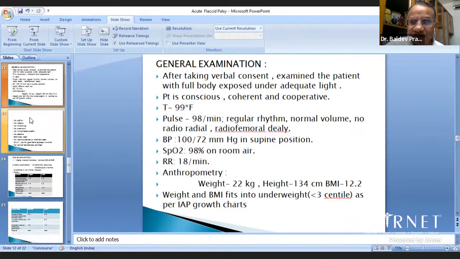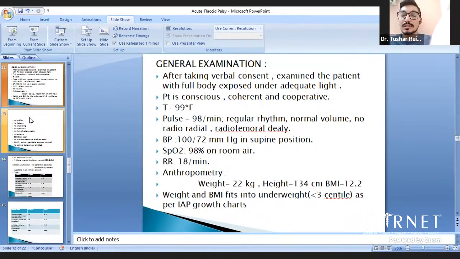Bhargav, if I ask you which important aspect is missing in the general examination, you can just give the thought. Try to find out yourself. And Tushar will help. Yes, Tushar, what did you say? Immunization history. I think you mentioned immunization. In the history, it was already mentioned.